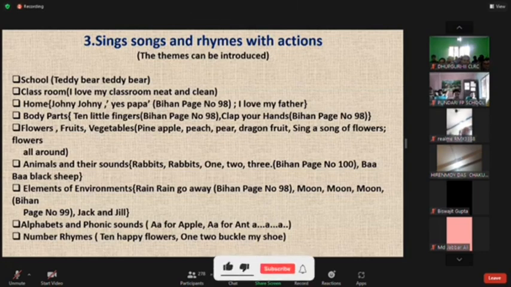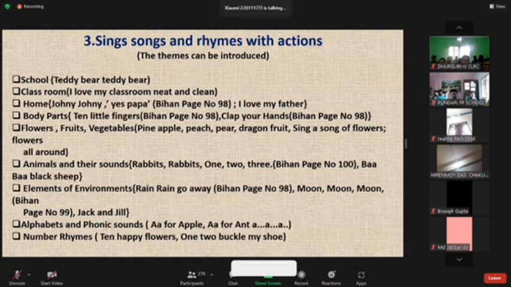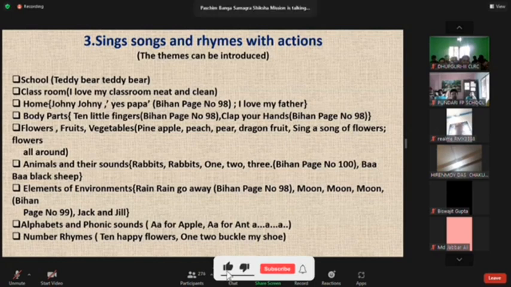Here you can get some rhymes from the BIHAN. The page number is also given there. Rather than that, we all know many rhymes beyond this BIHAN that will be more helpful to use in our classroom. The last two topics are alphabet and phonic sounds.